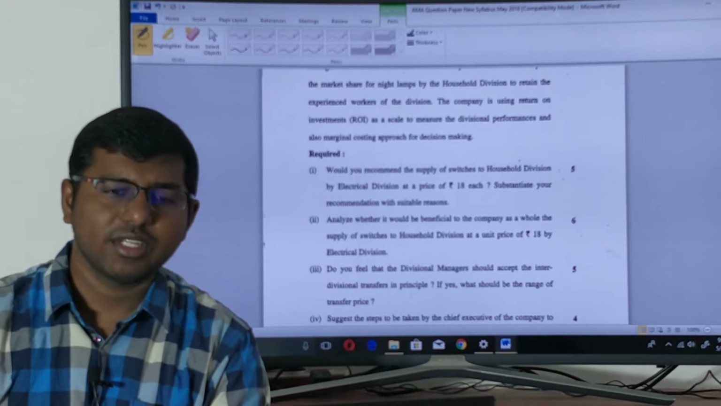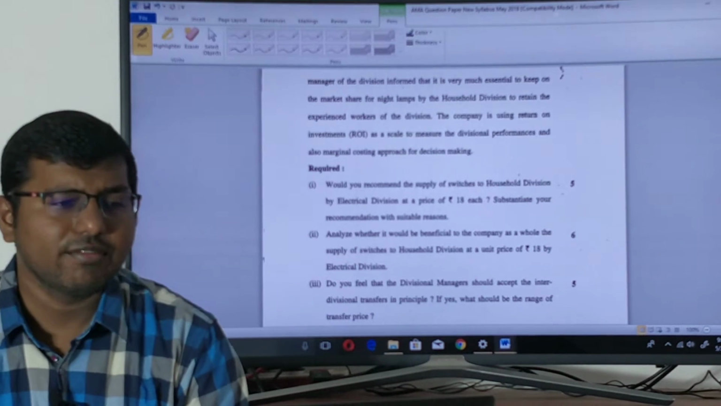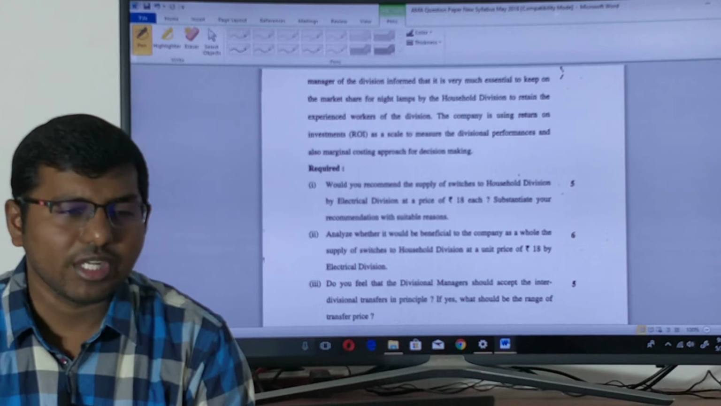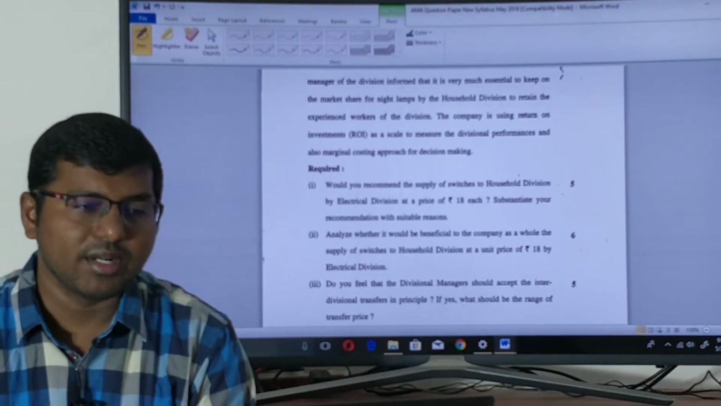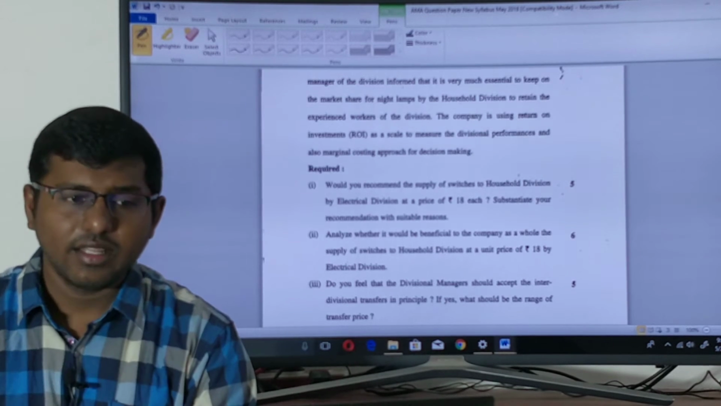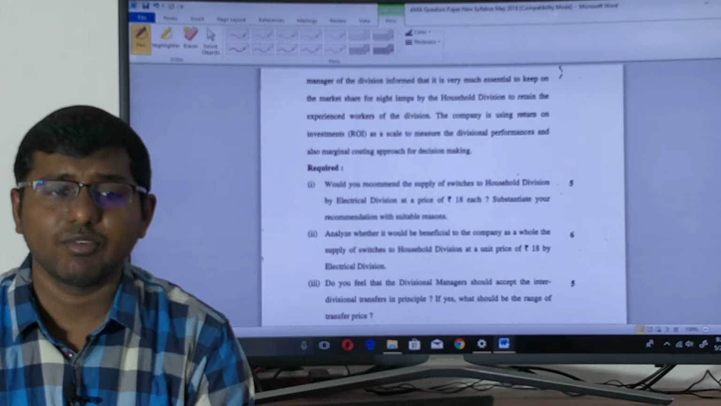The manager of the division informed that it's very much essential to keep on the market share for night lamps by the household division to retain the experienced workers of the division. The company is using return on investment. Okay, this is another important thing. They are measuring the performance of the divisional managers based on this particular method. What is that? Return on investment.